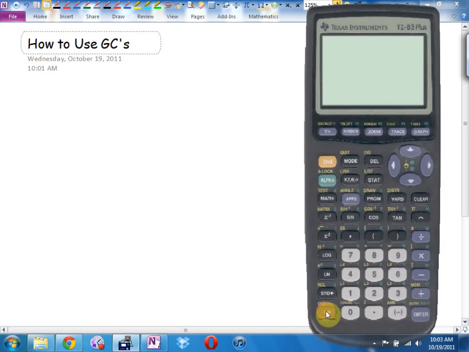So first thing you want to do is clear your screen. Clear, clear, clear. If you're stuck in a menu somewhere and you can't get out, clear, clear, clear, or second function quit, which is second function mode, that bails you out of almost everything. So before you freak out, do that. Okay? Let's do a mathematical operation together.